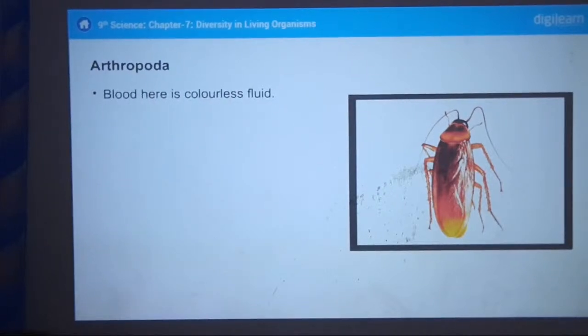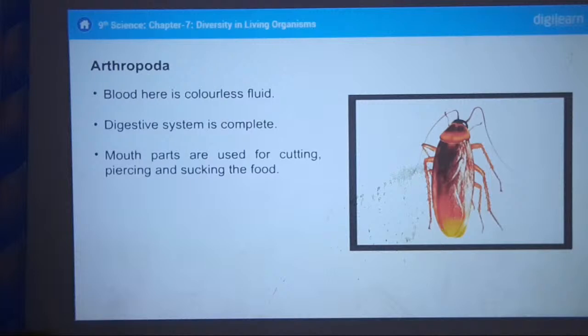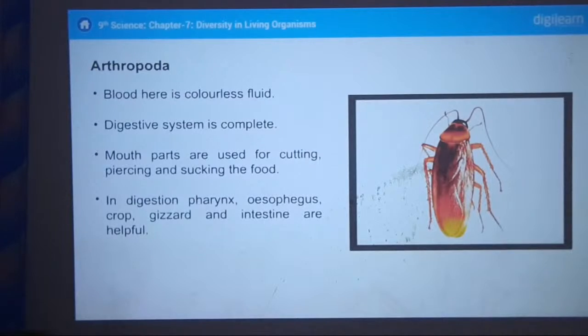The blood is colorless fluid. Digestive system is complete. Mouth parts are modified for cutting, piercing, and sucking the food. Pharynx, esophagus, crop, gizzard, and intestine are helpful in digestion.